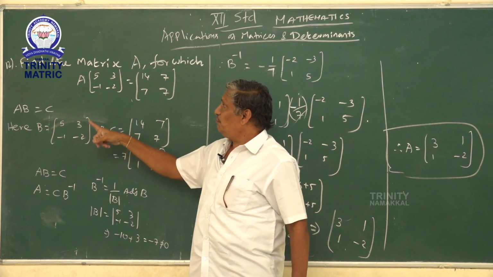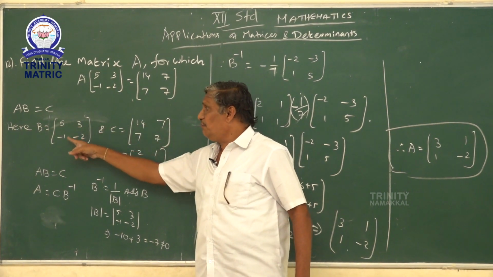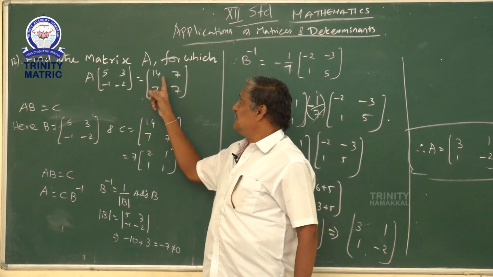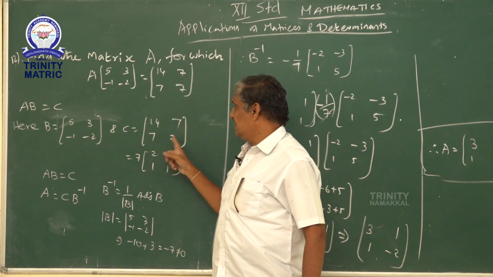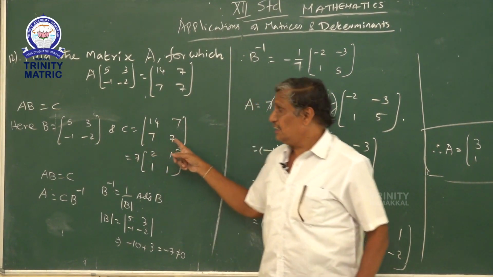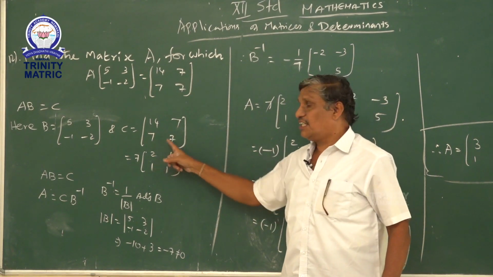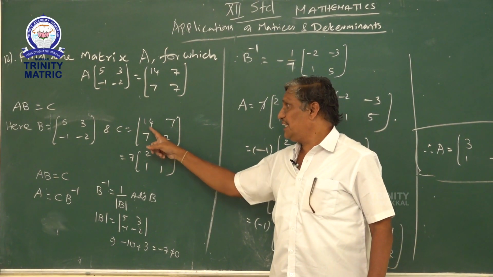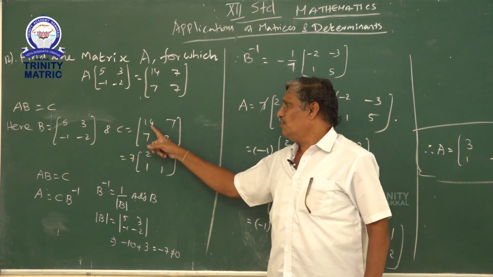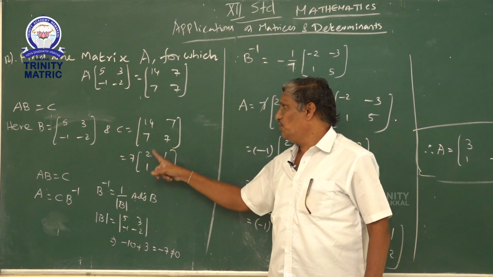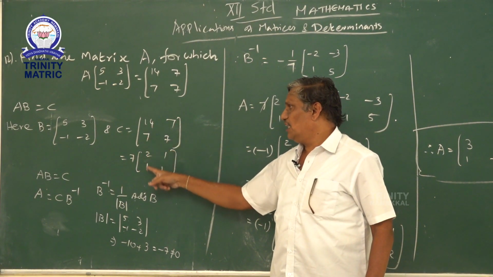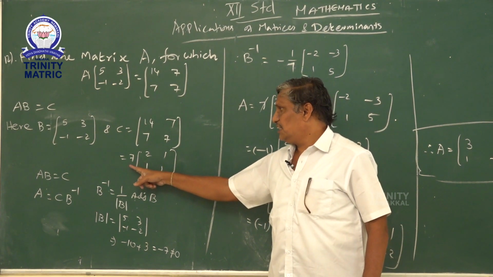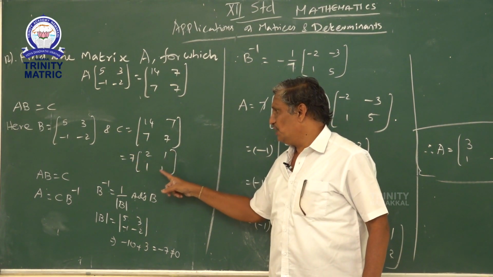What is B? B is nothing but [5, 3; -1, -2]. This is C: [14, 7; 7, 7]. Have you noticed that 14, 7, 7, 7 are all multiples of 7? So I am taking 7 outside. Two 7s are 14, and one 7 is 7. So C can be written as 7 times [2, 1; 1, 1].